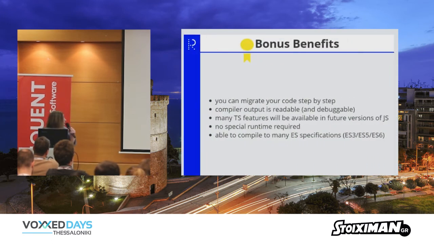Now, other benefits that the use of TypeScript gives to us: you can migrate your JavaScript code to TypeScript step by step, since TypeScript is a superset of JavaScript, and any valid JavaScript code is valid TypeScript code. The compiler output is readable and debuggable since it's JavaScript. Many TypeScript features will be available in future versions of JavaScript. You also don't need a special runtime environment since TypeScript is compiled to JavaScript, as long as JavaScript is supported by your runtime environment. And the most important one is that you're able to compile to many ES specifications.